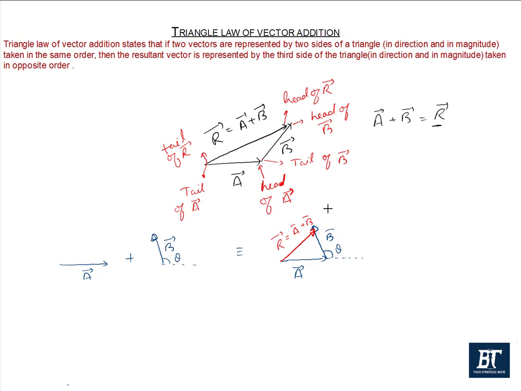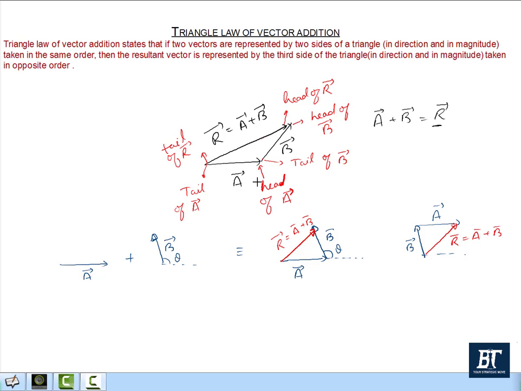In this case, we can also fix the vector B, and now we have to place the tail of vector A over the head of vector B, and this third side of the triangle will give us the resultant. It doesn't matter which vector we take first, we are going to get the same result in both cases.